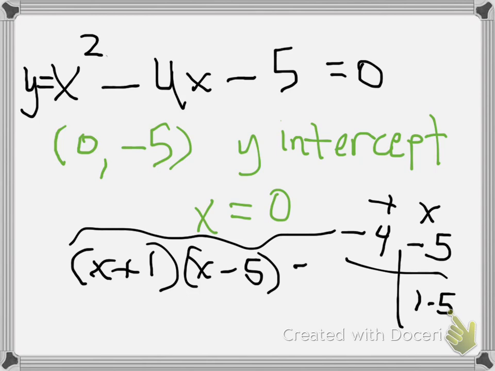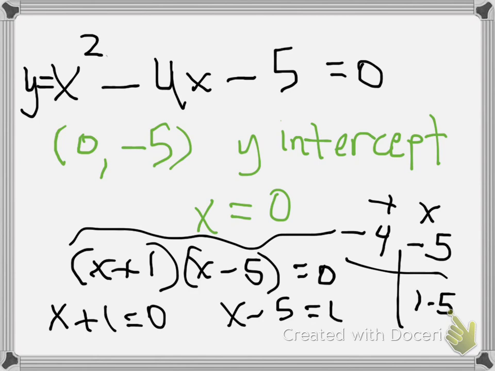You set factors equal to 0 to find the roots or the x-intercepts. We'll call them x-intercepts, but they're called roots, x-intercepts, solutions. Okay, so in order to find x-intercepts now, you set the factors equal to 0. And then you solve. So for the x-intercepts, you get x equals -1 and x equals +5.